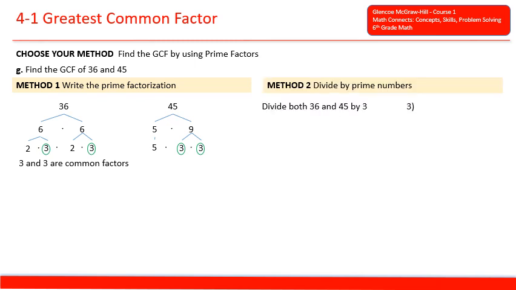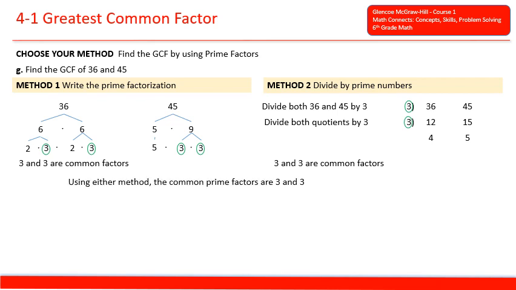And then dividing by prime numbers, we'll divide 36 and 45 by 3. So 36 divided by 3 is 12. 45 divided by 3 is 15. And we can divide both of those by 3 again. 12 divided by 3 is 4. 15 divided by 3 is 5. So our common factors are 3 and 3. So using either method, the common prime factors are 3 and 3. So the GCF of 36 and 45 is 3 times 3, or 9.